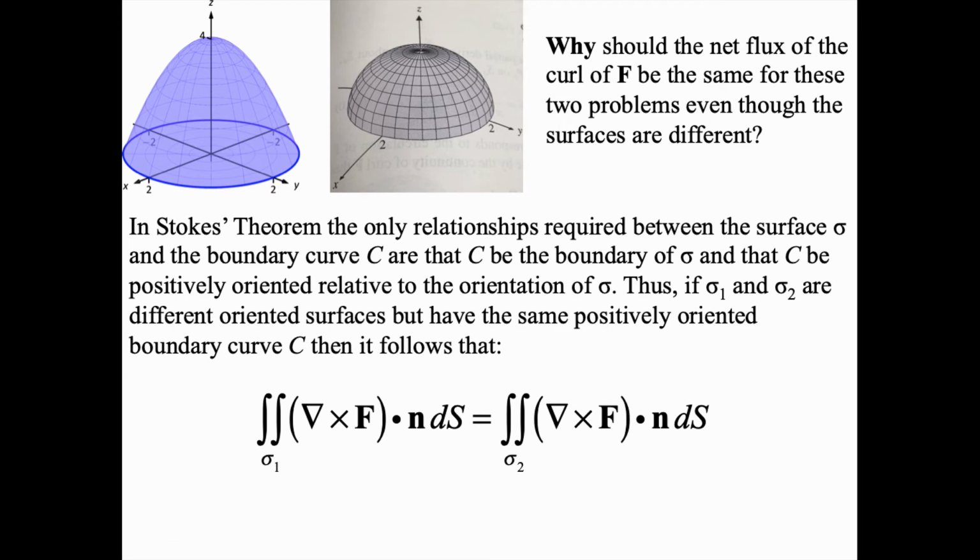So if you were able to predict that earlier, you could have avoided some computations and realized, hey, we got the same positive orientation as we go counterclockwise around the boundary circle in the xy plane. Therefore, we have to have the same net flux of the curl. So watch out for that with Stokes' theorem. Sometimes you could save yourself a lot of work.